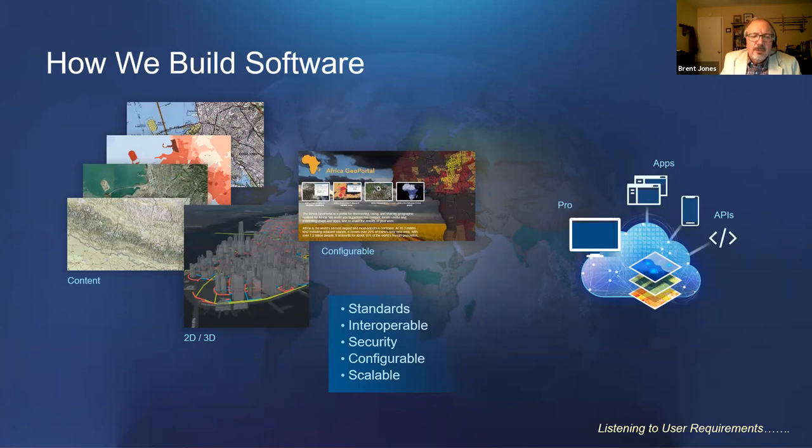We build software to be configurable, so if it doesn't fit your workflows exactly, you can configure it to fit your needs. That's it. We listen to the global community and build configurable, secure, scalable, standard-based systems. That's the only way software is sustainable. This is how we build enterprise server technology, ArcGIS Online, apps, desktop, everything.